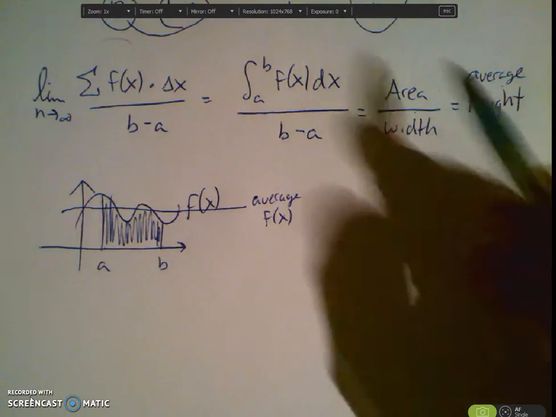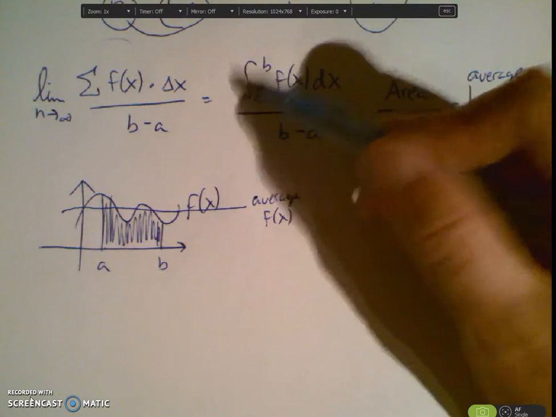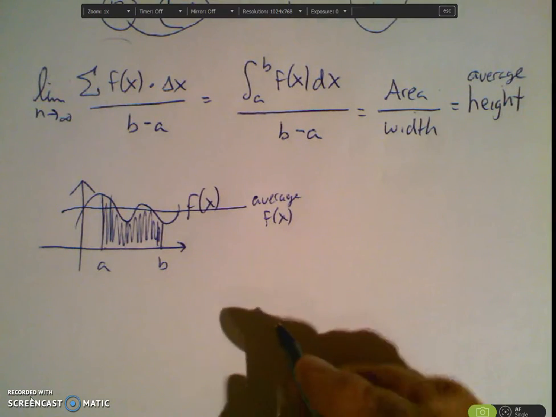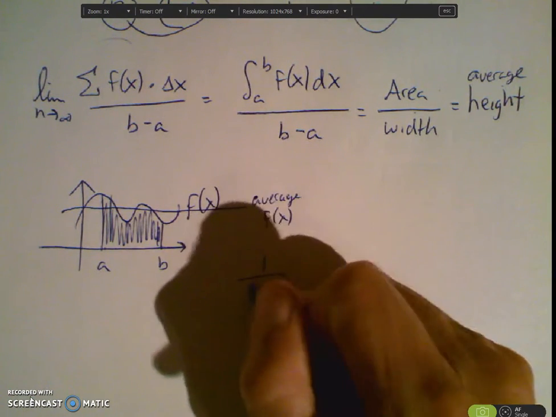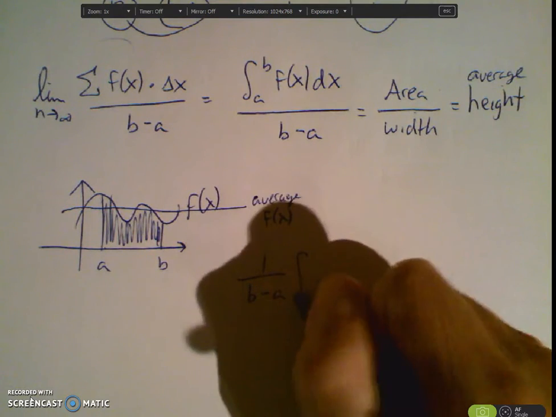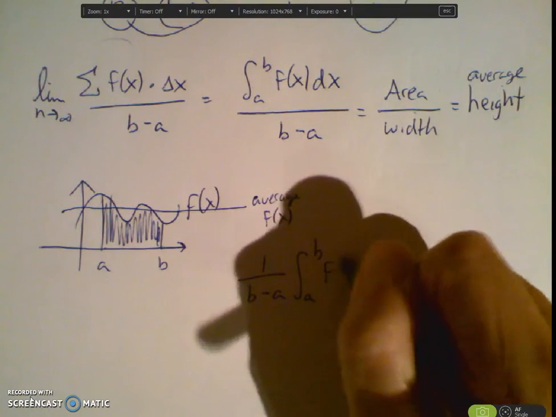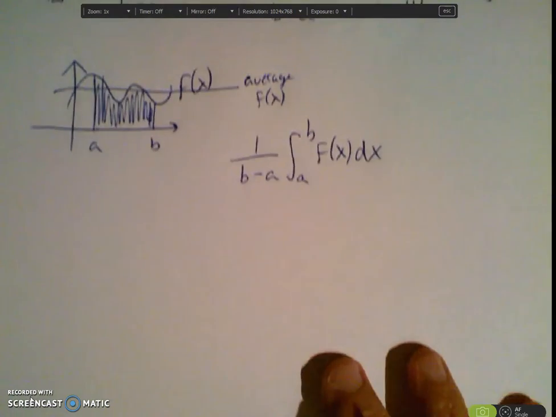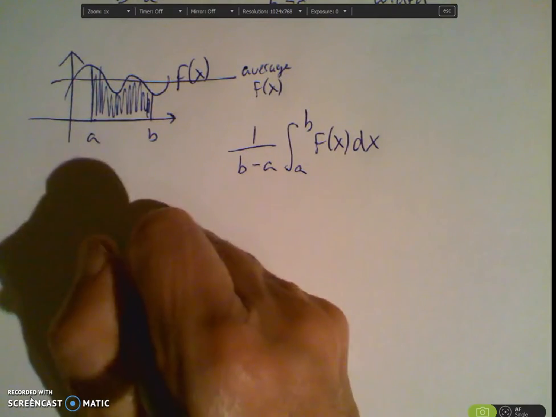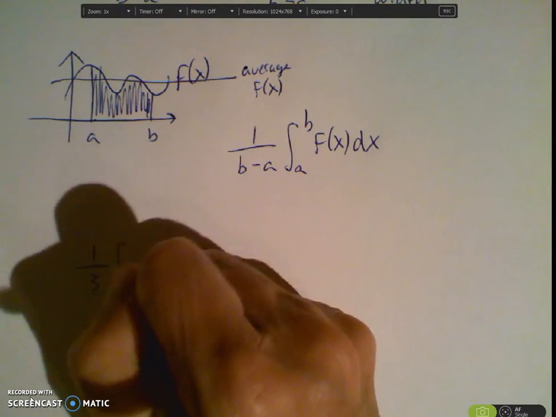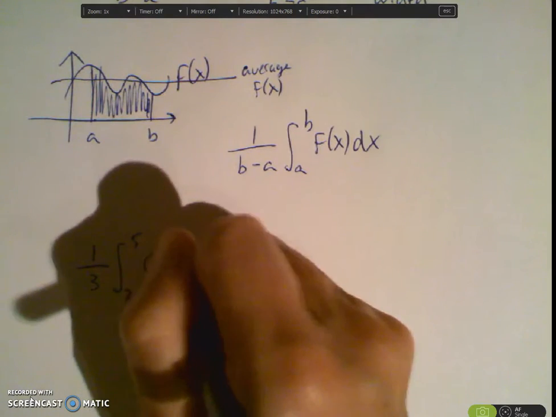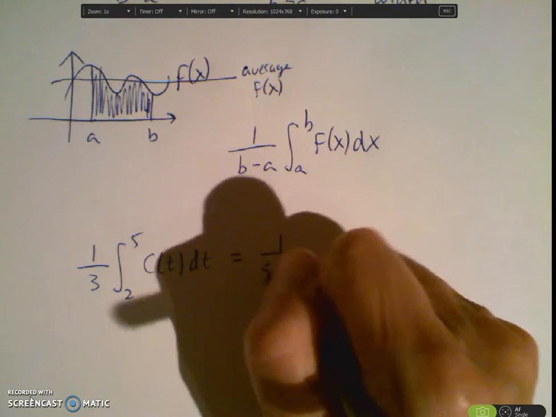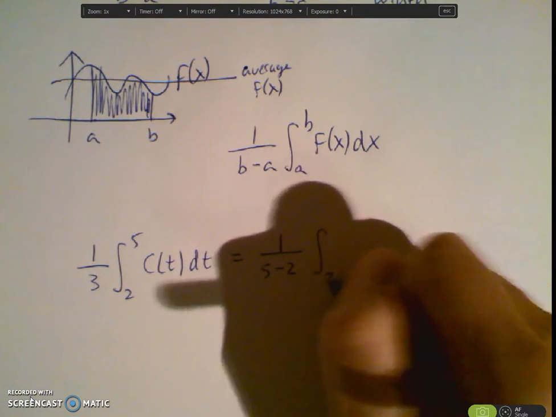I like this format because I can really see the summation, that I'm adding things up, and then I'm doing a division. But most textbooks are going to show it in this form, where you have a coefficient, 1 over b minus a, integral from a to b of f of x dx. So I might see something like this: 1 over 3 integral from 2 to 5 of c of t dt. And I would recognize that this represents the average value.